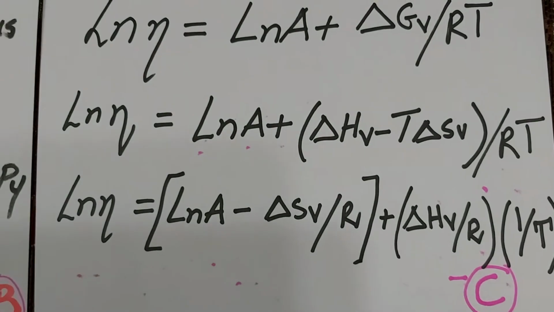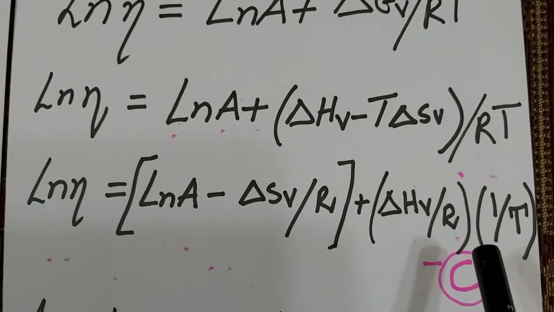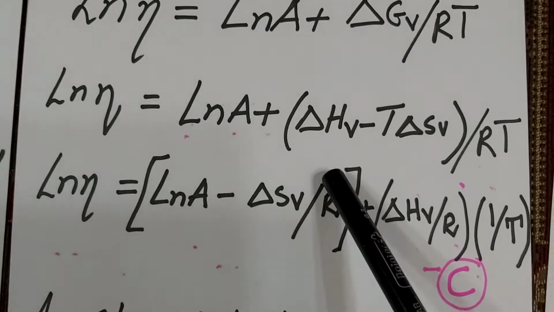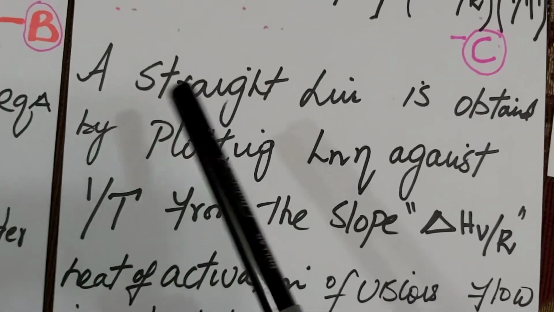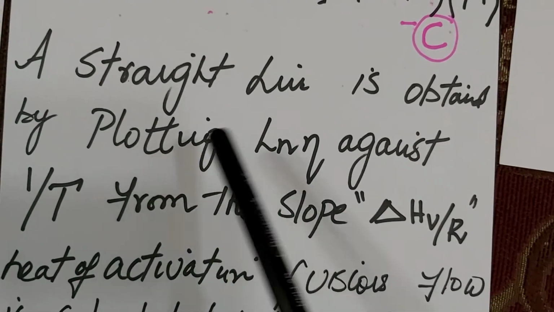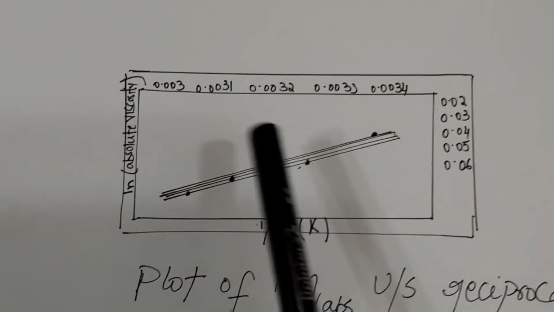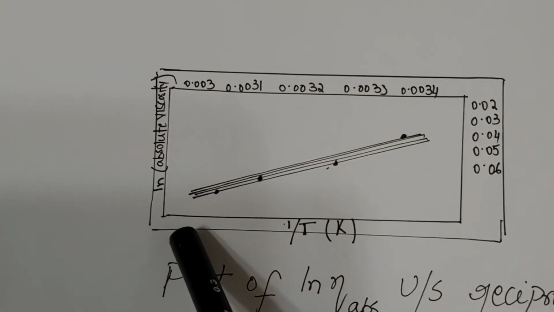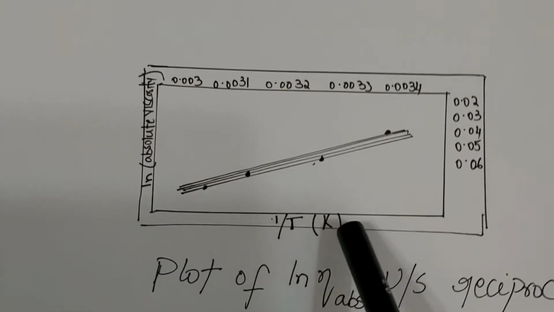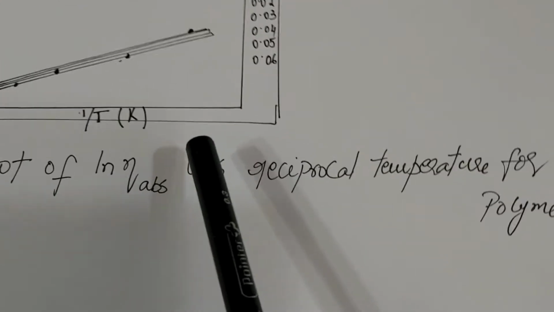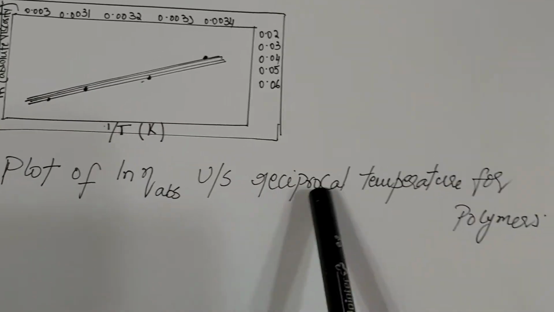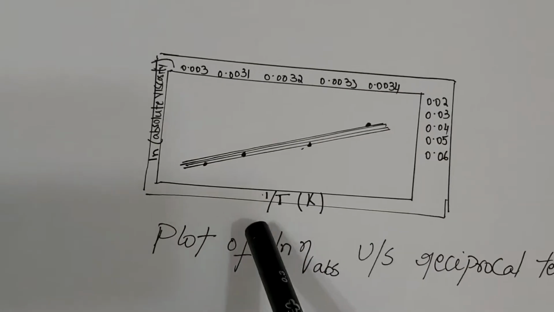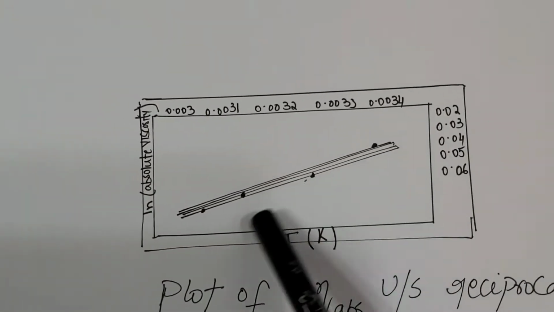If we label it as equation C, we can plot a graph between log of eta versus 1 over T, and you will get a straight line. This is what I have written here also: a straight line is usually obtained by plotting log of eta against 1 over T. You can see a straight line is obtained when you plot log of eta absolute versus reciprocal temperature for polymers.